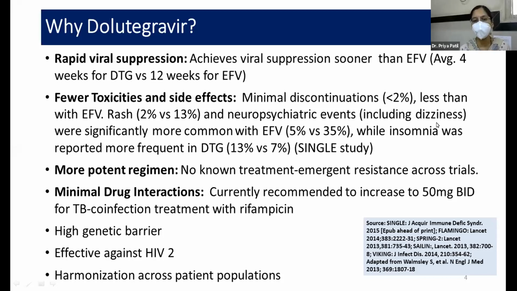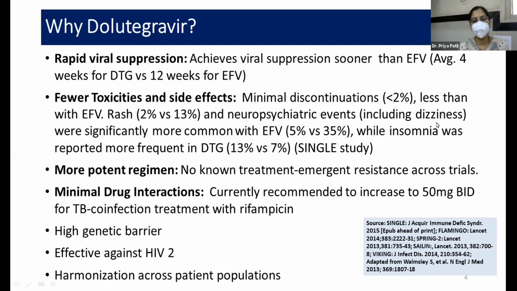So as we can see, the side effect profile is much better with dolutegravir, so it is much more tolerable, and so patients are going to tolerate it well. So the compliance is going to be much better with dolutegravir. Now there is a slightly higher incidence of insomnia, which is more frequent with DTG, 13% versus 7% as documented in a single study. But apart from this increase in insomnia, the other side effects are much more with efavirenz as compared to dolutegravir. Again, dolutegravir is a much more potent regimen. There is no known treatment-emergent resistance across all the studies which have been done so far.